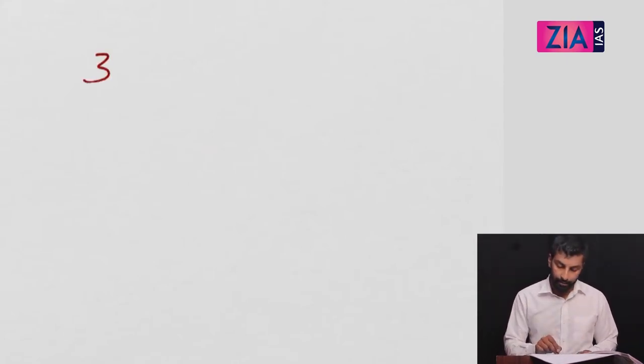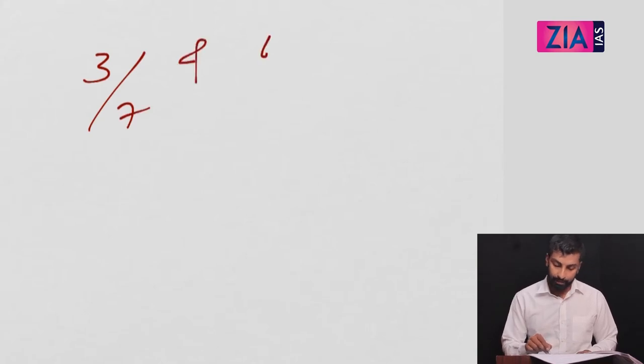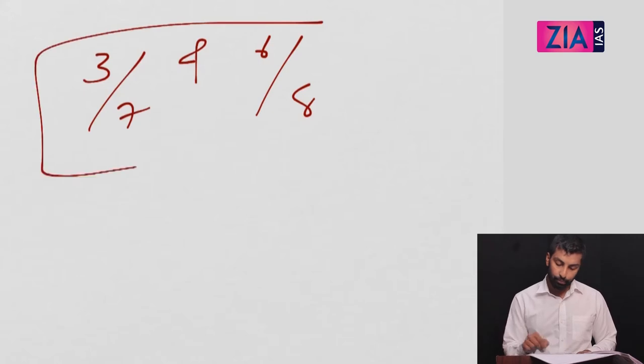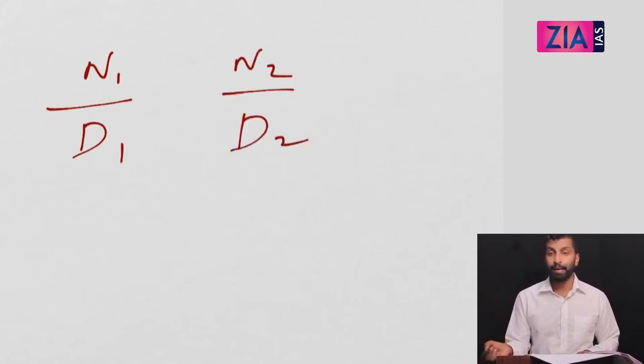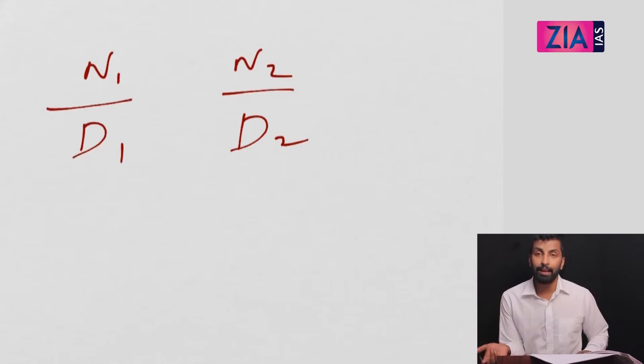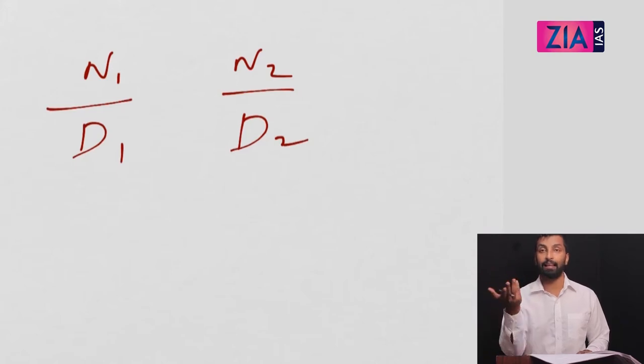Now, what if I ask you LCM of fractions? It's like if I give you two numbers, 3 by 7 and 6 by 8, something like this. What is the LCM of these two? Or if I give you numbers with numerator and denominator, let's suppose n1 d1 and n2 d2, etc. Generally you understand LCM of fractions or rational numbers.